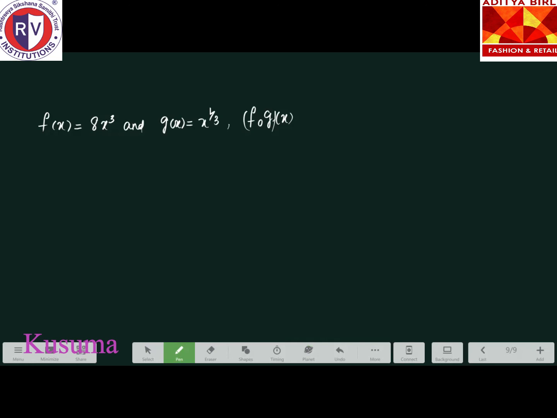Okay. So we have to find out f composition g of x here. So f composition g of x is nothing but f of g of x, right? G of x here is given as x to the power of 1 by 3. So we are substituting g of x here. Now we have to substitute this into the definition of the function f of x, that is 8x cube.